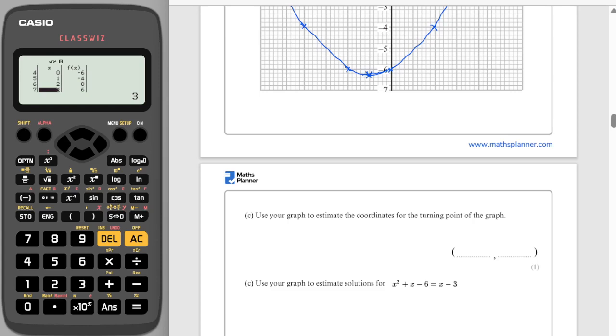So from my graph, I'm roughly going to estimate it as slap bang in between these two values. So that's going to be minus 0.5. And my turning point is looking like roughly minus 6.2.